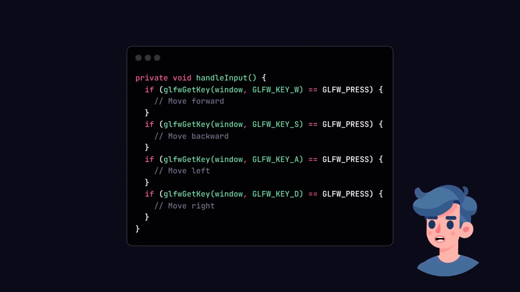We will capture keyboard inputs to move the player around in the maze. LWJGL provides functions to handle inputs, which we can use to move our player character.